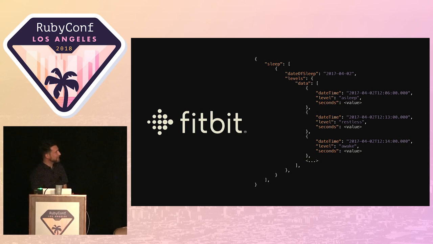If you squint closely, you might notice something that's missing from these timestamps. Does anybody see what's missing? I'm gonna yell it out. It's missing a time zone. The Fitbit time is actually local to the device.